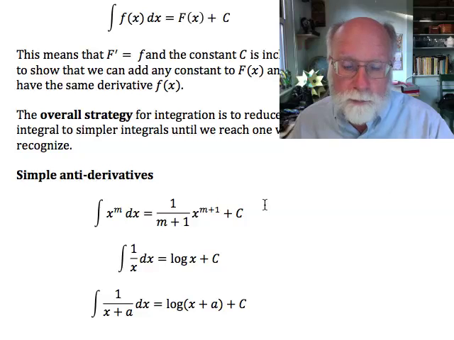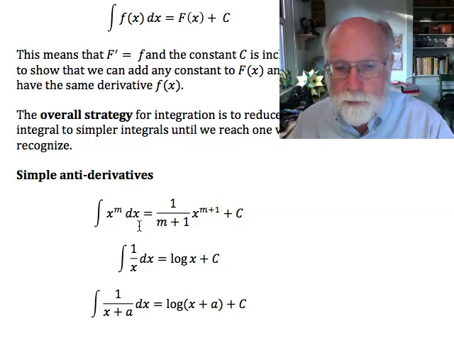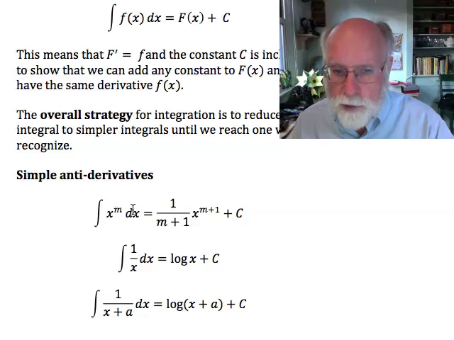So let's look at these simple examples. The integral of a power of x to the m dx is simply 1 over m plus 1 x to the m plus 1 plus the constant of integration. To see that this works, just take the derivative. We get m plus 1 comes down and it cancels out here, and we subtract 1 from the exponent, so we just get x to the m. So we can see that this is the most general antiderivative of x to the m.